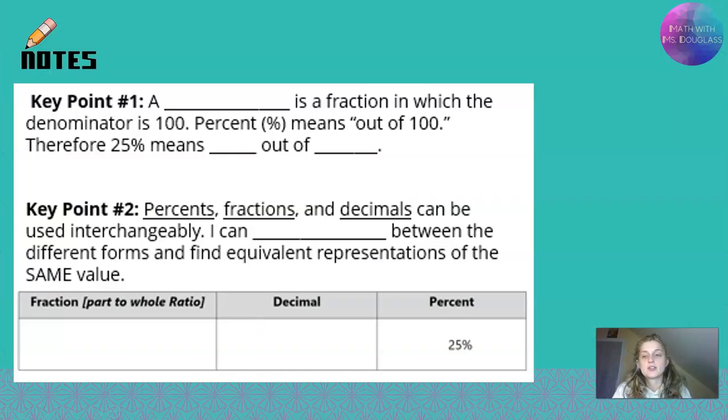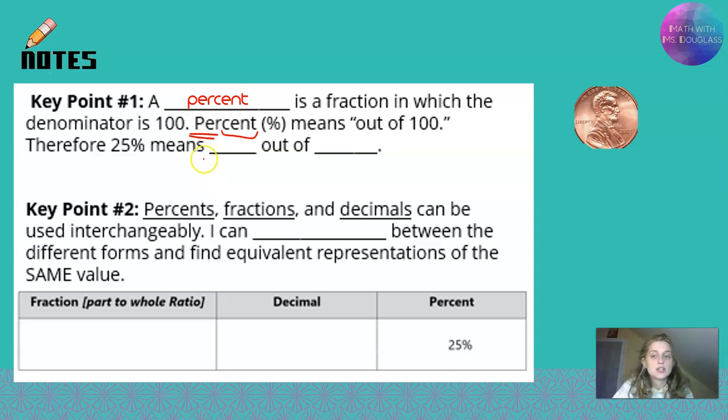Our first note in our notes is that a percent represents a fraction which has a denominator, a bottom number, of 100. The actual word percent, if we break it down, per, we remember from ratio unit, means for every one. Cent, think about how many cents are in a dollar, 100. How many years are in a century, 100. So the word percent literally means for every 100.